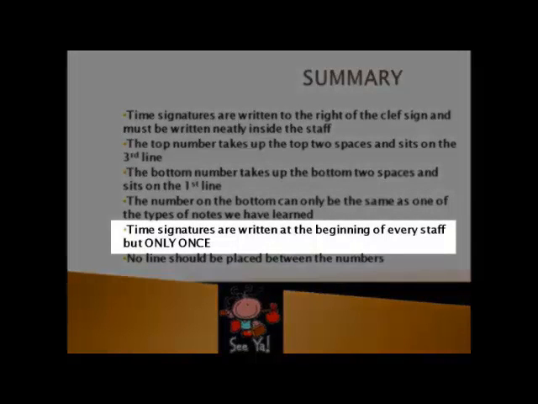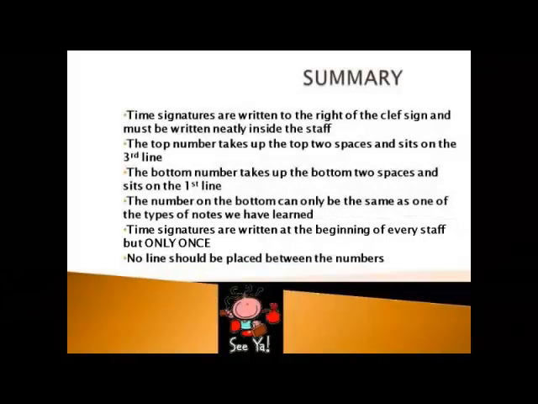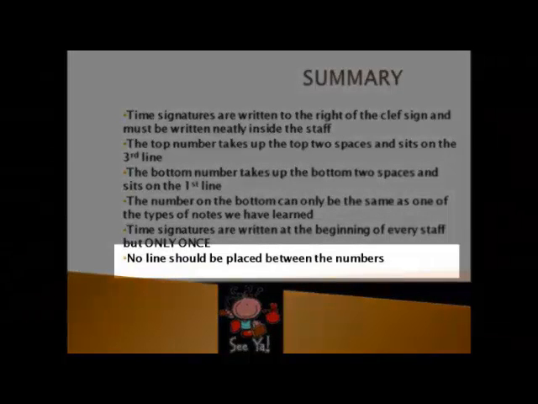Time signatures are written at the beginning of your staff, but it's only written once. It's only written at the beginning of your piece of music. It's not written on each line. Don't put a line between your two numbers in your time signature. It's not a fraction. And if you see that line, that's just because somebody's trying to duplicate the third line. Don't write a line there. Ever, ever, ever, ever.